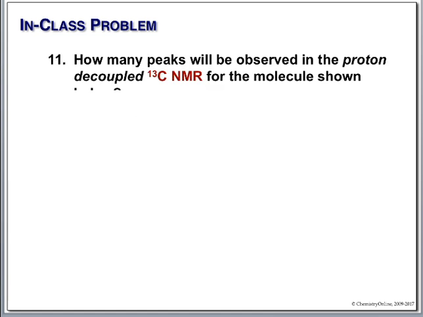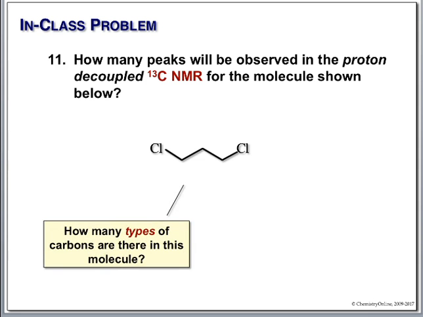All right, let's do another one. This is 1,3-dichloropropane. The question simply is, how many unique carbons do we have for the proton-decoupled C13 NMR? So we're just talking about peaks, single peaks. Well, let's start off somewhere. This carbon here, this is bonded to a chlorine and to a CH2. So that's a carbon.